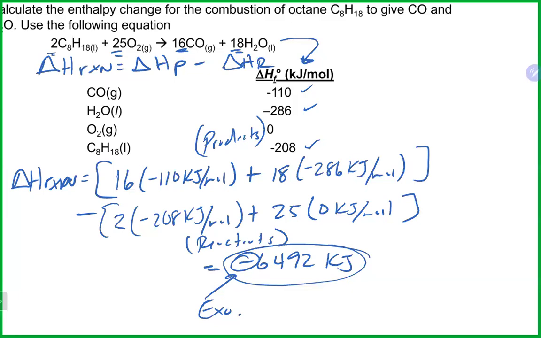So I would open a parentheses, open another parentheses, and go 16 times negative 110. Add it to, open another parentheses, 18 times negative 286. Close the parentheses, hit equals, then subtract, open parentheses again, 2 times negative 208. Close the parentheses, and you should get the right answer. So just make sure you use parentheses if you're punching it all in at once. Any questions on how to calculate delta H of a reaction there?